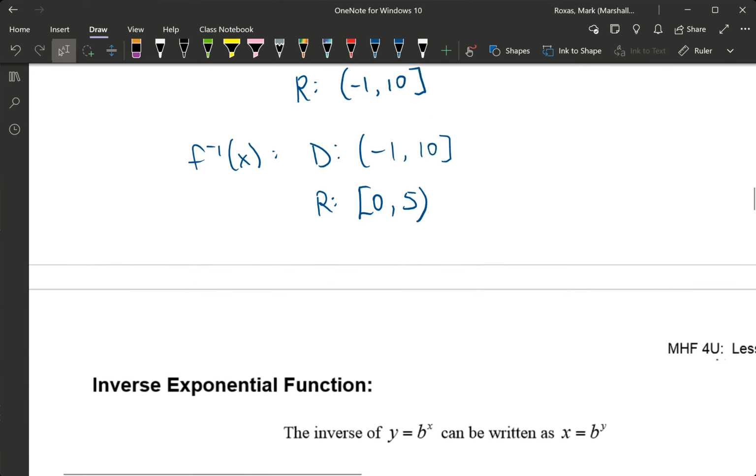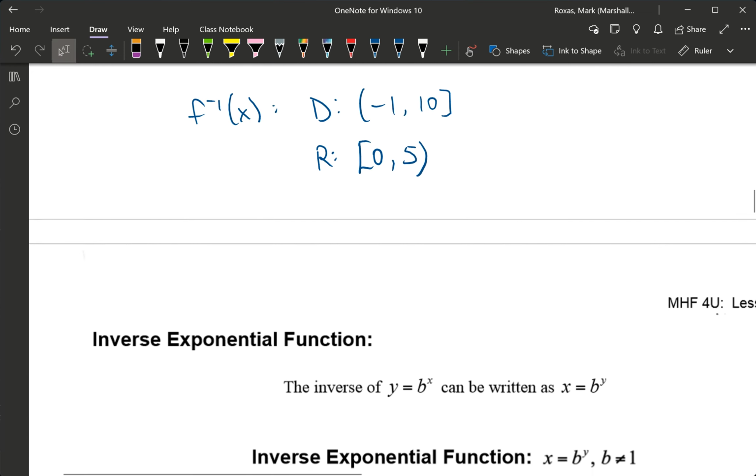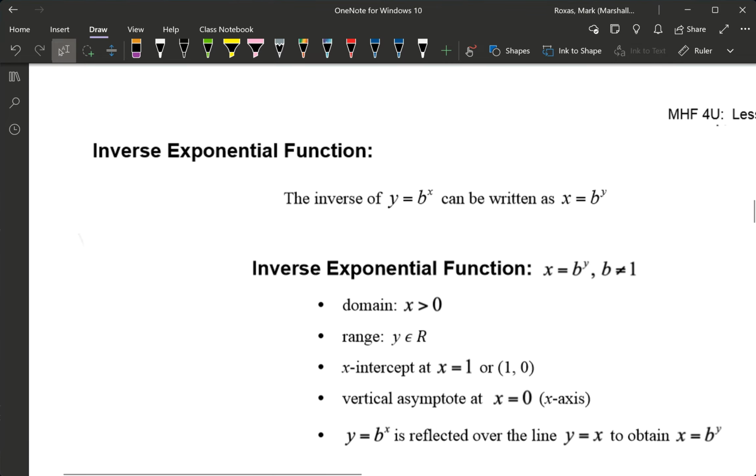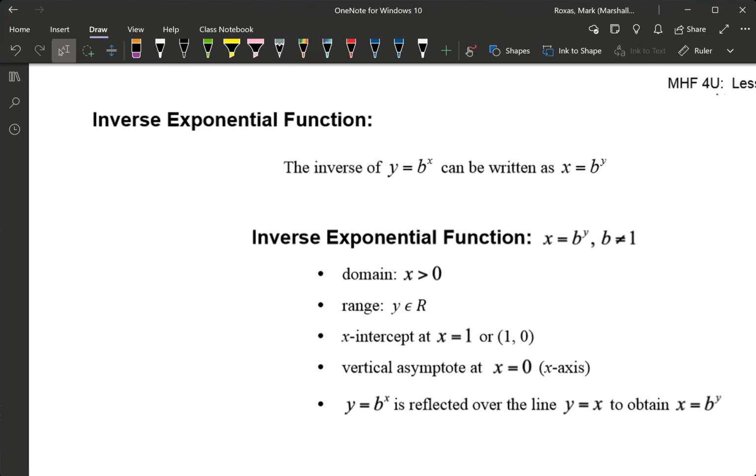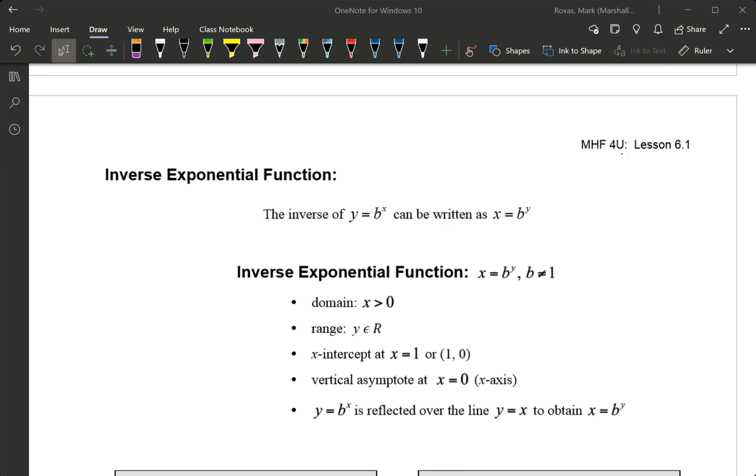Okay. So that's a little bit of that review for inverse functions. Let's apply it to the inverse exponential function. If we look at the function y equals b to the x, and I wanted to find its inverse, I would interchange x and y, and so I would express this as x equals b to the y.